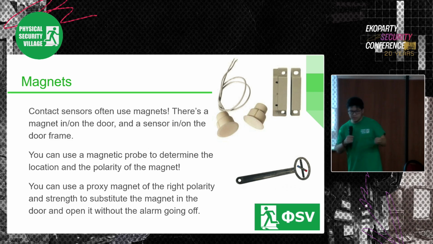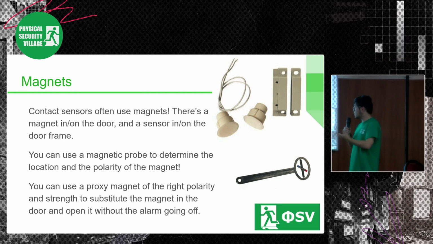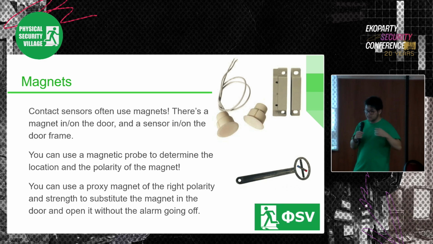So what you can do is use a magnetic probe, or a compass, which is sensitive to these magnetic fields, to detect if a contact sensor exists. And then once you've determined where the contact sensors are, you can use a magnet, insert it into the door frame, perform whatever other bypass you'd like to get the actual door open, and that'll prevent the alarm from going off.